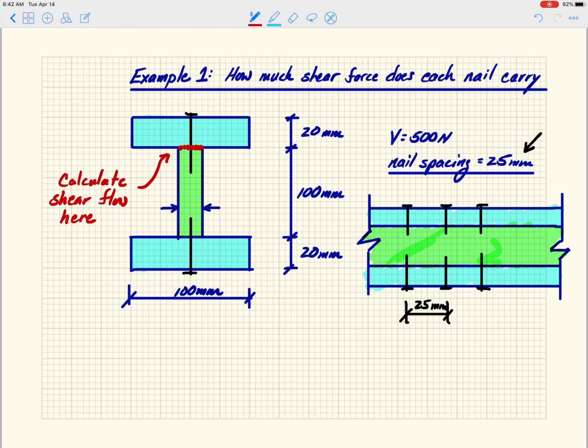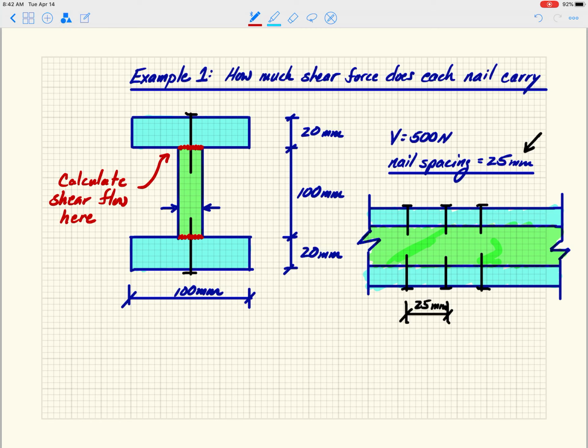Now, it is exactly the same in this case as the shear flow across that bottom piece. This is a symmetric cross section, so as you'll see, the numbers will work out. If I calculate the shear flow between the top flange and the web, it will be exactly the same as the shear flow between the bottom flange and the web.